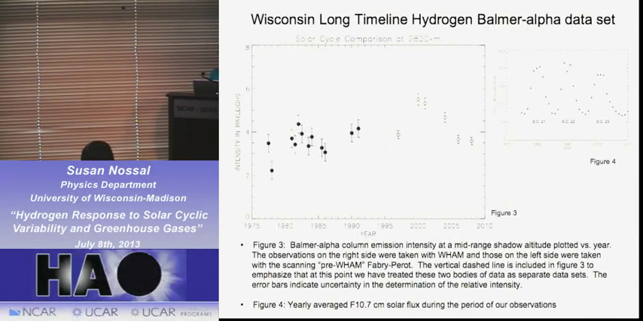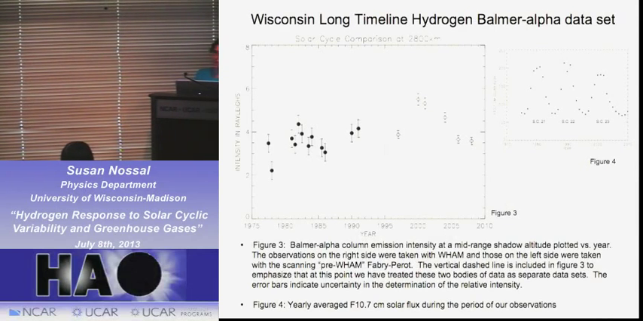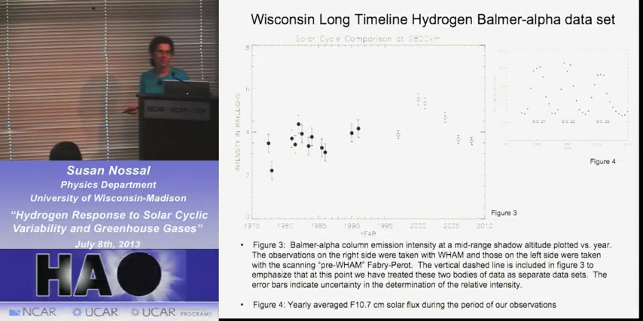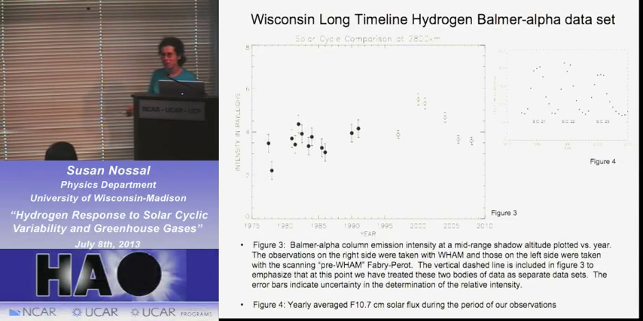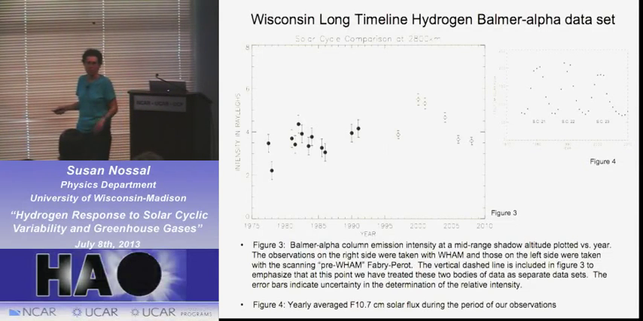Okay, so this is our long-term data set. It's actually short-term, but for the upper atmosphere this is relatively long-term, short-term of course compared to other parts of the atmosphere. I'm going to talk a little bit more about this in a moment, but all of these points actually represent multiple measurements. And I'll speak about how those measurements are made and how those data are put together.